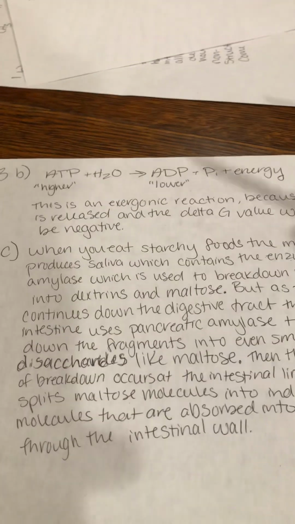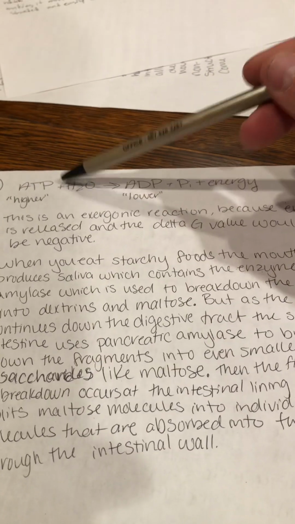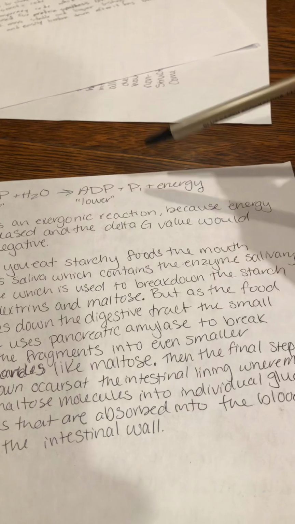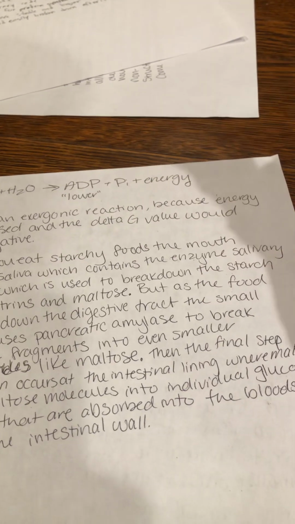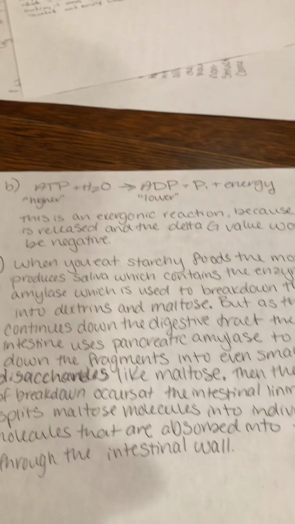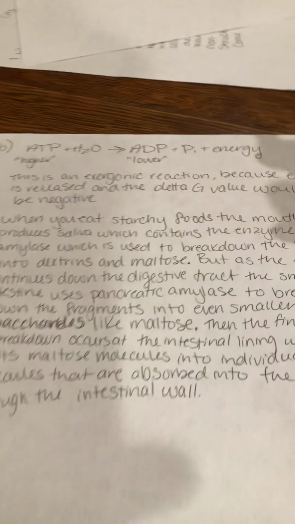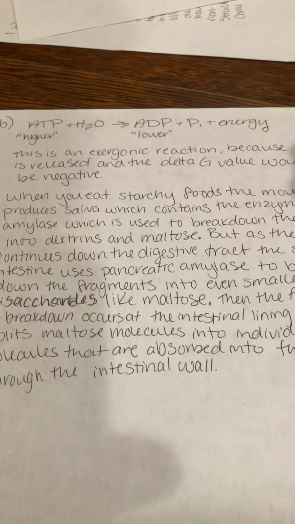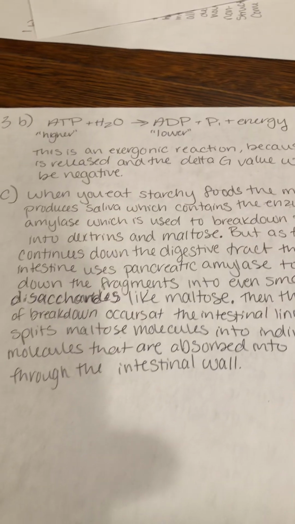3B. ATP plus H2O, the higher energy side, yields ADP plus Pi plus energy, which is lower. This is an exergonic reaction because energy is released and the delta G value would be negative.